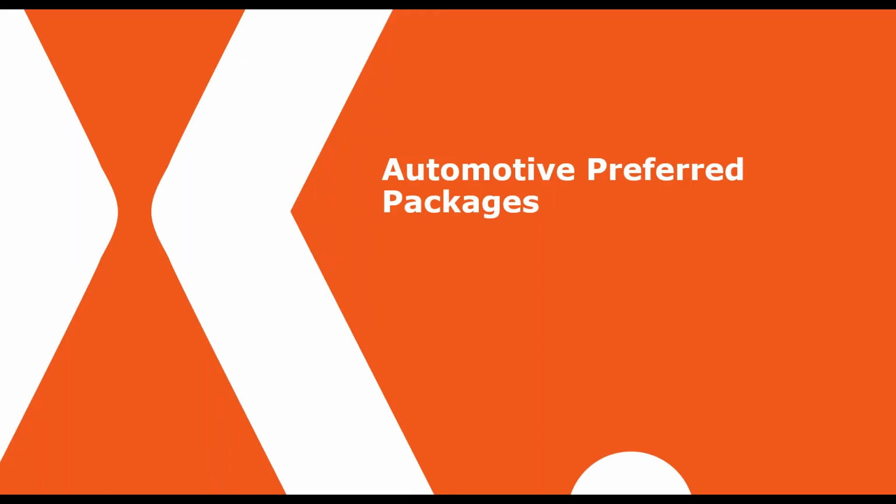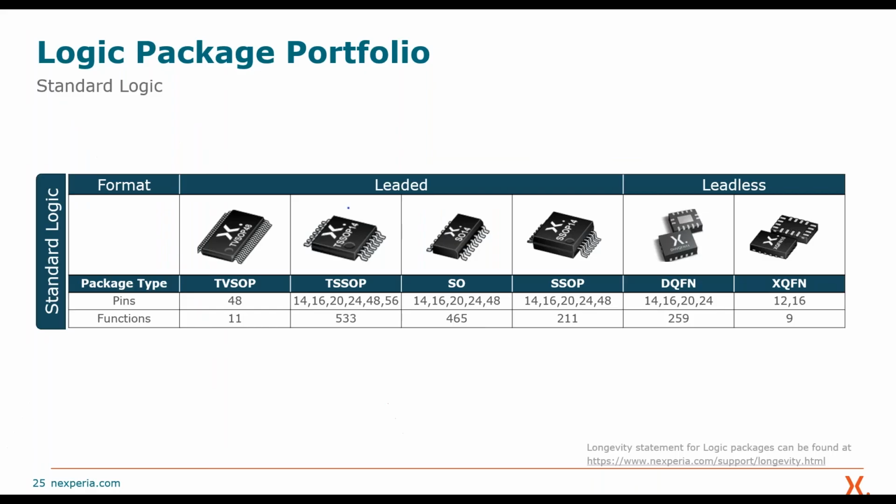In the earlier section, I mostly discussed our wide range of package options, but in this section, I will narrow down to the automotive preferred packages. As you can see in the standard logic, we have a variety of options: TV, SOP, TSSOP, SO packages, and a variety of pin count options. If we take TSSOP and SO as an example, depending upon factors like longevity of the package, miniaturization trend in the industry, and sometimes Q100 policies, we have decided what the preferred packages are for new designs out of these total packages. Can you go to the next slide?